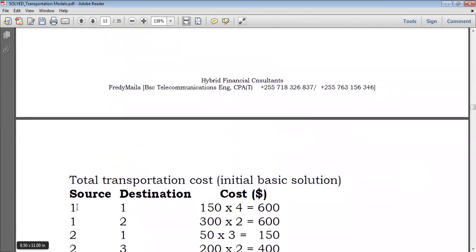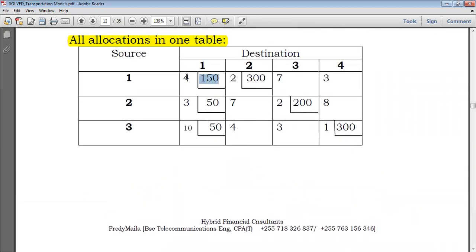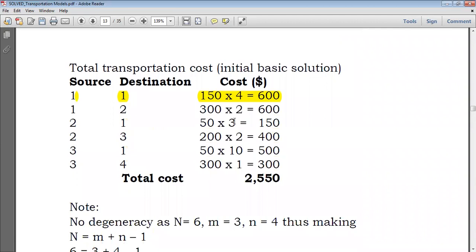So as you see here, source 1 destination 1, 150 units times 4, which is 600. Source 1 destination 4, 150 times 4 here. 150 times 4, and then 300 times 2, and then 50 times 3, 50 times 10, and here 200 times 2, and lastly 300 times 1. Remember that these ones are the units transferred, and this one is the cost per unit. So cost per unit times units, you obtain total cost. And so you'd have the table like this.